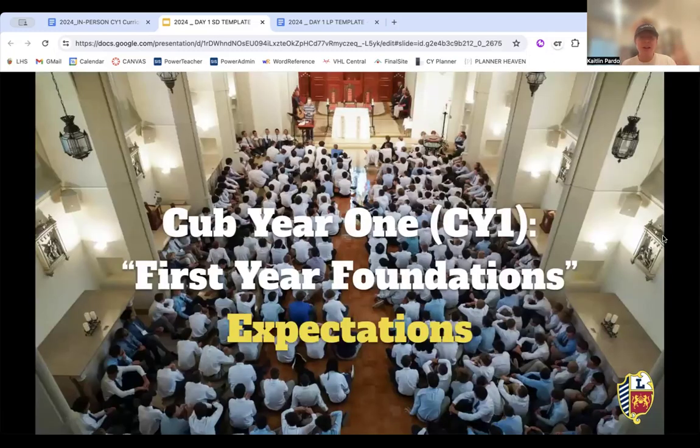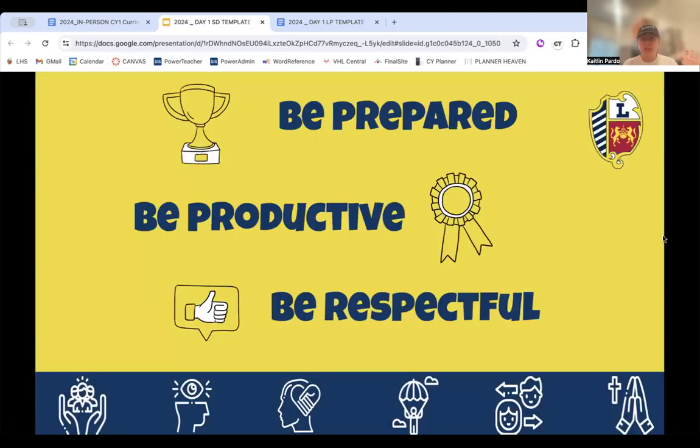All right, excellent. You made it. We're in our Cub Year 1 first year foundations. Expectations, pretty simple: be prepared, be productive, and be respectful, keeping these 6 norms at the bottom in mind. If you're prepared, productive, and respectful, we will have 0 issues this year during our Cub Year 1 experience. The moment that you are unprepared, unproductive, and disrespectful is when we end up having visits to the dean. I truly believe that you understand that this is an opportunity to make a great first impression. So I think we're going to be able to get along just fine.